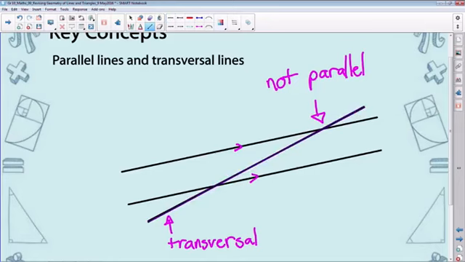And there we go. I don't know if it really makes much of a difference, but it makes me feel better. Now, as a result of this transversal cutting two parallel lines, there are certain shapes that are formed.